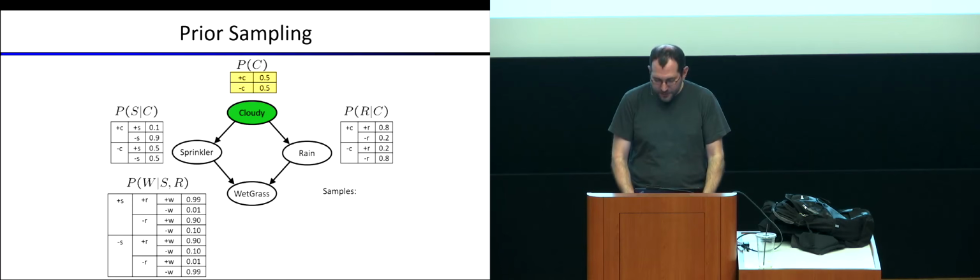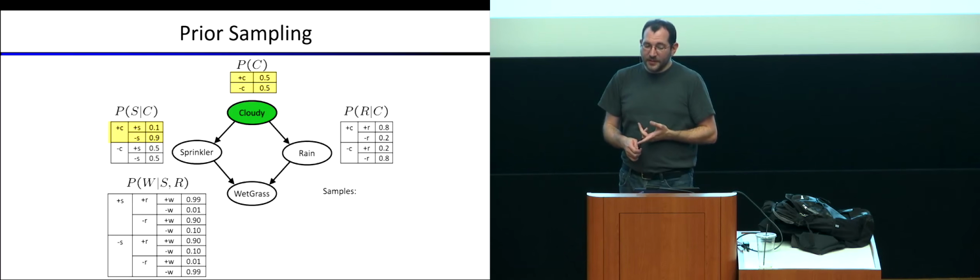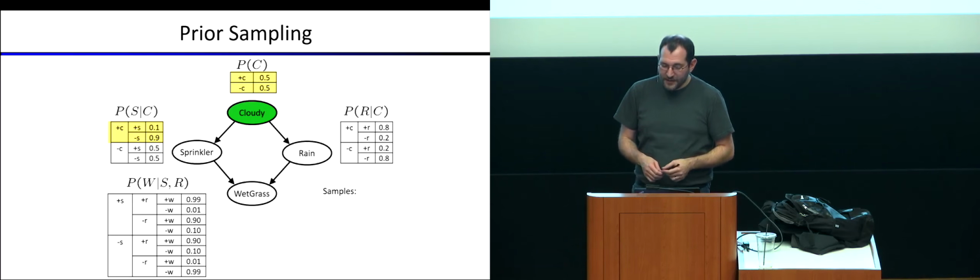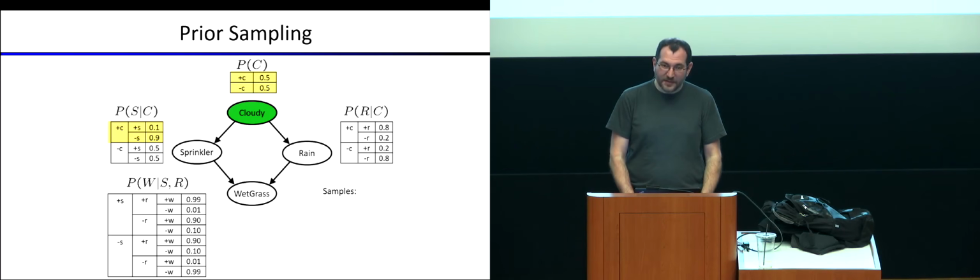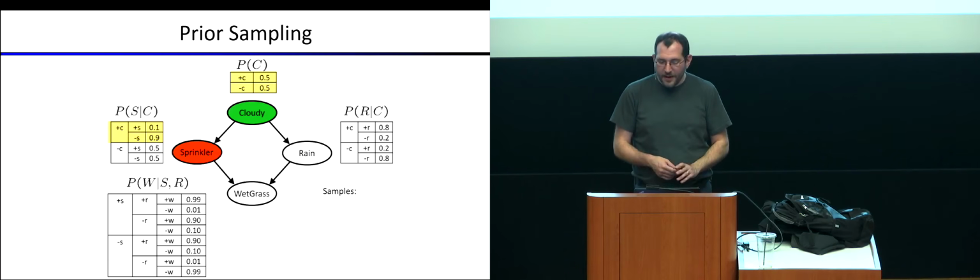All right, time to go to the next variable, because I don't have a complete assignment yet. So I'll go to the sprinkler. I've already picked plus C, so now I'm going to pick a value for S. It's probably going to be minus S, but there's a 10% chance that when I flip this 90-10 coin, it'll come out plus S. So let's flip the coin. Okay, it came out minus.